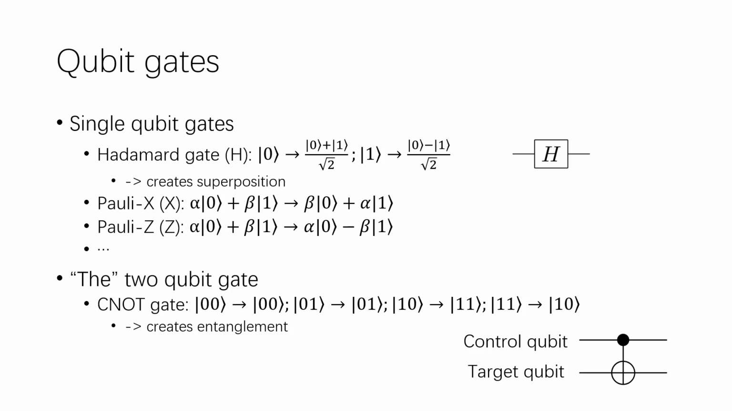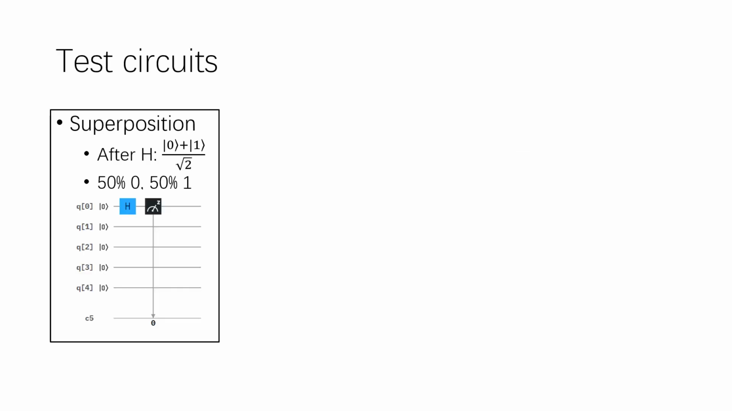So with this Hadamard gate, we create superposition, and with the CNOT gate, we create entanglement, which are the 2 fundamental important ingredients. And we will show later that this is actually very powerful. Okay, so with that, we can already build some test circuits on this quantum computer. The first circuit is very simple. It's just a superposition of 0 and 1 state on a single qubit.